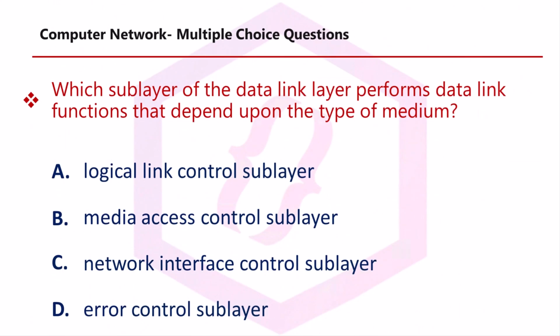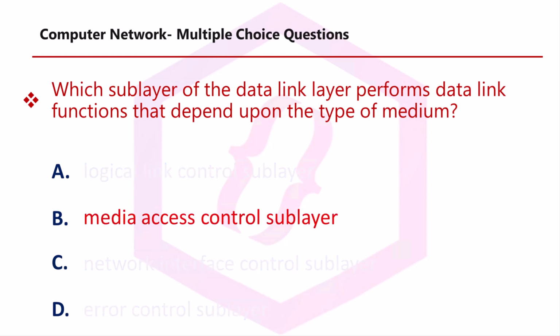Which sublayer of the data link layer performs data link functions that depend upon the type of medium? Option A, logical link control sublayer. Option B, media access control sublayer. Option C, network interface control sublayer. Option D, error control sublayer. And the correct answer is option B, media access control sublayer.